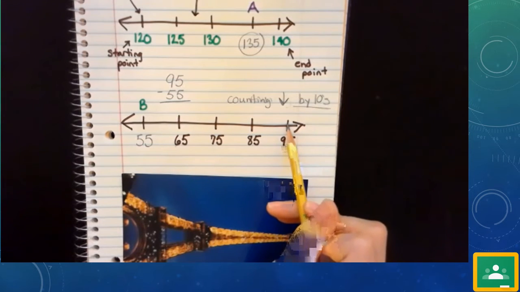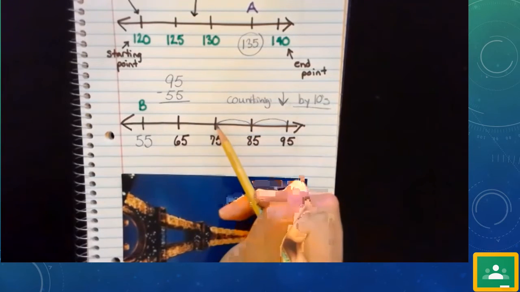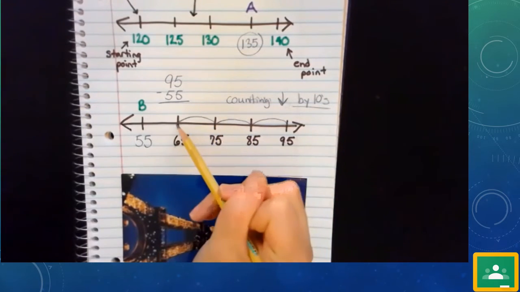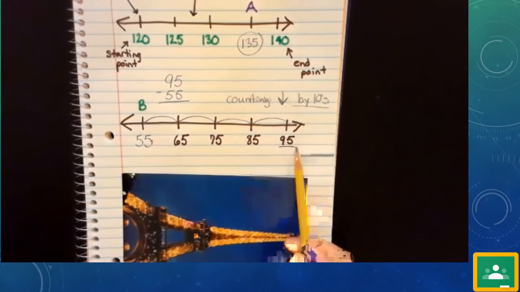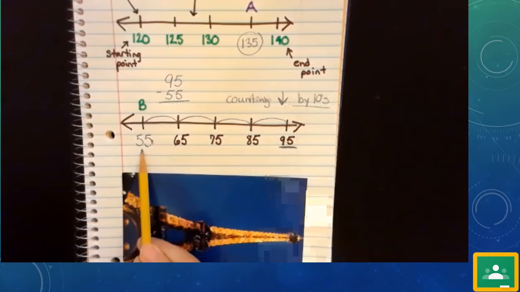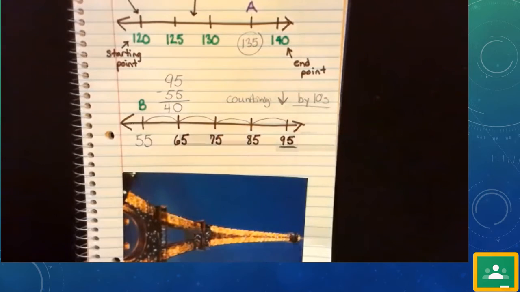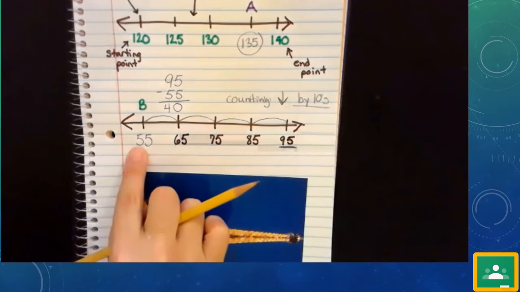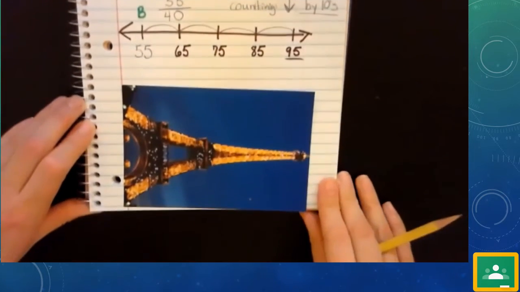So count with me. 1 group of 10, 2 tens, 3 tens, 4 tens. So if I started at 95 and I want to know the difference between 95 and 55, that difference is 40. In order to go from 95 to 55, I would have to take away 40. So that's how you can use a number line to do subtraction. Let's practice with another example.